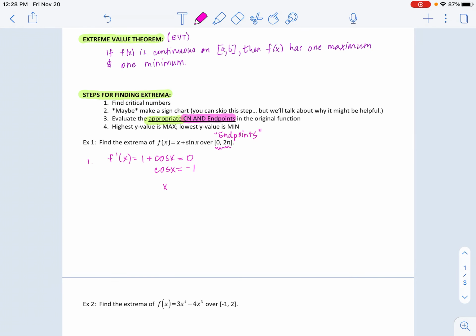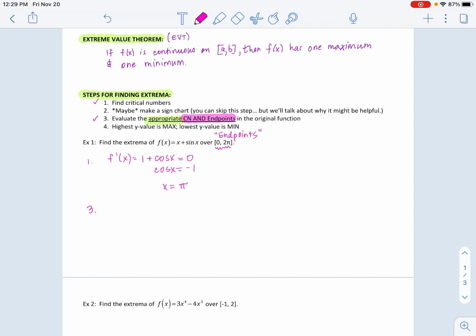The only value I can think of is pi. So pi is the only critical number within that interval. Step 1, check. Number 2, maybe make a sign chart. We might do that later, but since it says we can skip that step, I'm going to take us to step 3 and evaluate the critical numbers and the endpoints in the function.